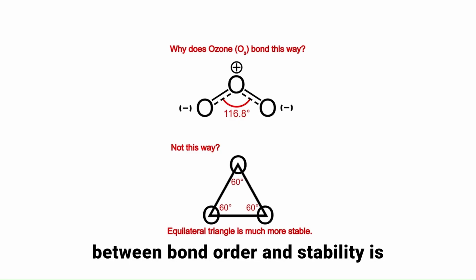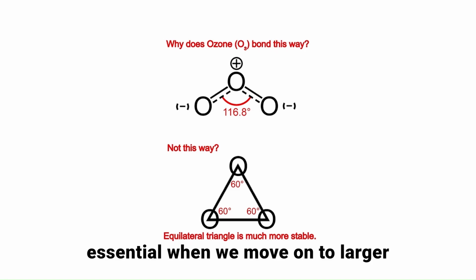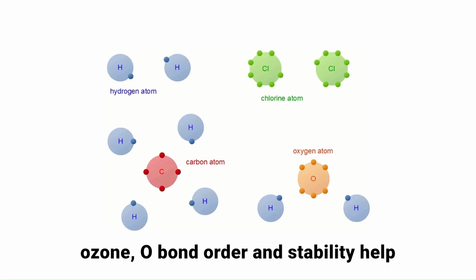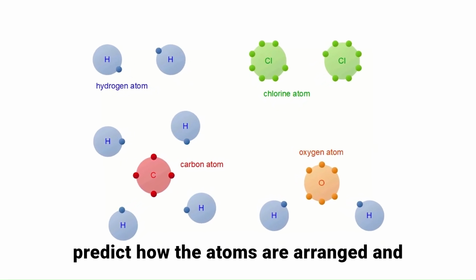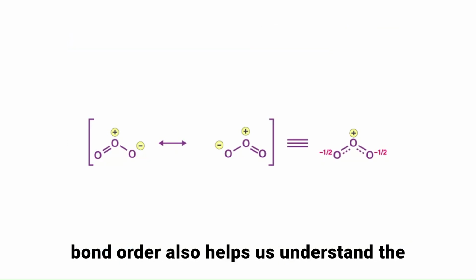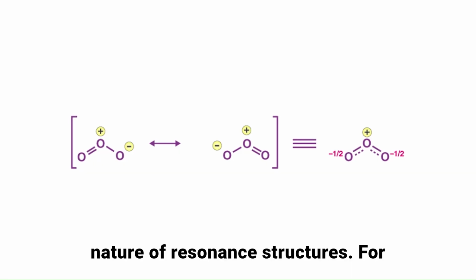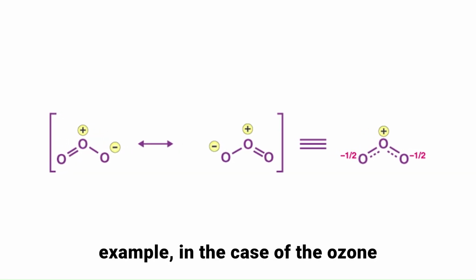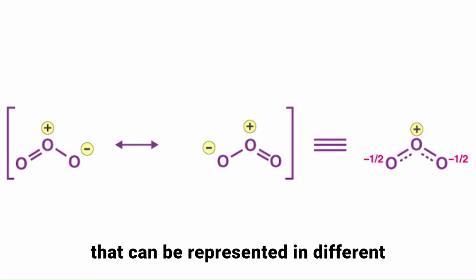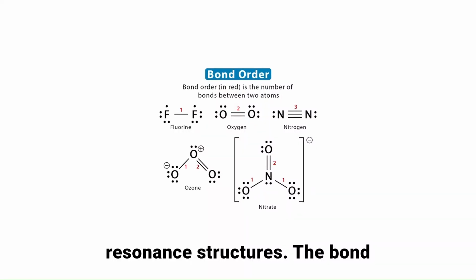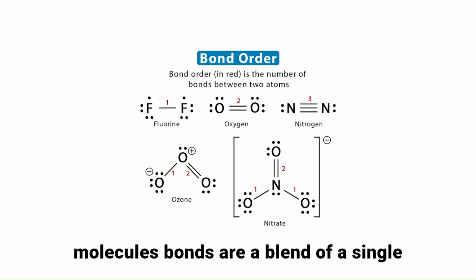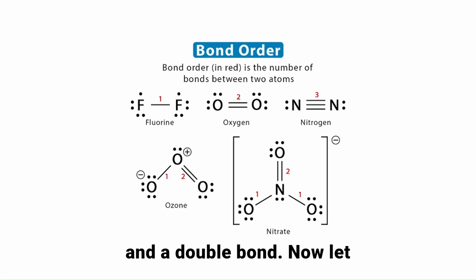This connection between bond order and stability is essential when we move on to larger molecules or ions. In molecules with more than 2 atoms, such as ozone, O3, bond order and stability help predict how the atoms are arranged and how the bonds behave. The concept of bond order also helps us understand the nature of resonance structures. For example, in the case of the ozone molecule, there are delocalized electrons that can be represented in different resonance structures. The bond order of ozone can be averaged between these structures, indicating that the molecule's bonds are a blend of a single and a double bond.